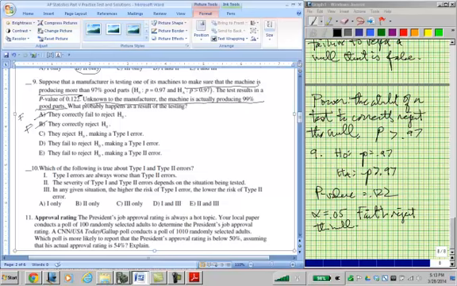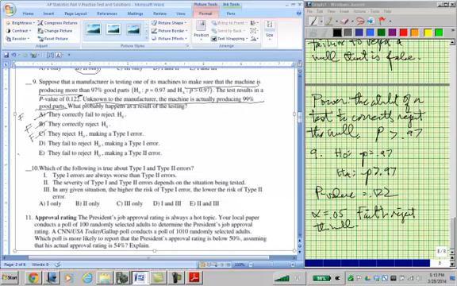C, they reject the null. Well, we're not going to reject the null. We already established that we're not rejecting the null hypothesis. Okay, whether it's correct or incorrect, we're not going to reject it, because the p-value is too big. We failed to reject the null hypothesis.